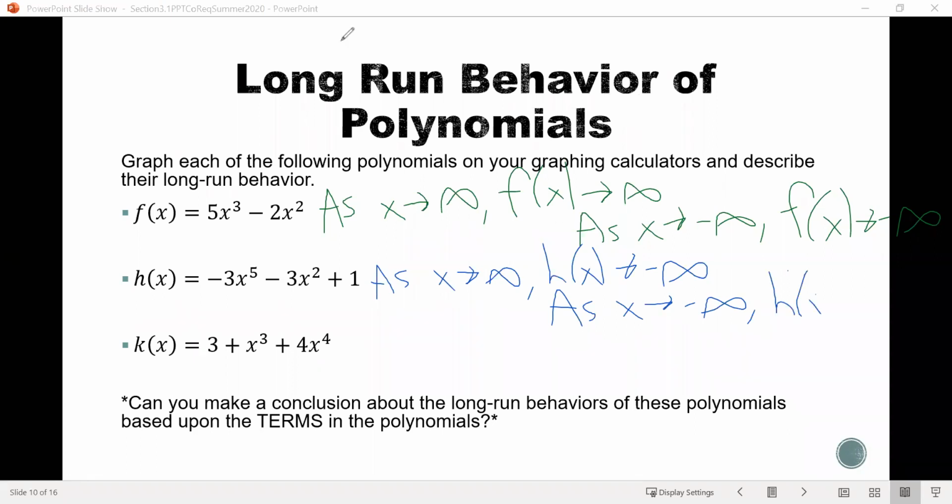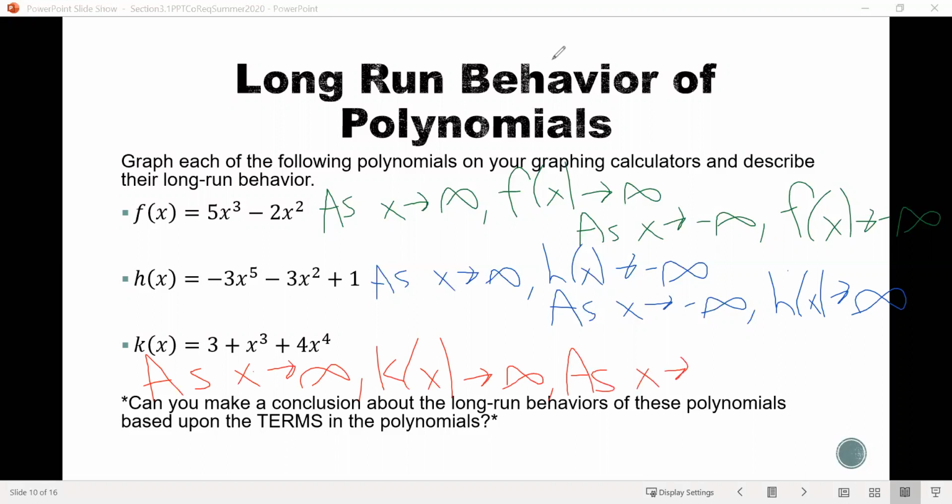We'd have that h of x is going towards positive infinity. And then finally, for this last one, we would have that as x goes towards positive infinity, k of x is going to go towards positive infinity. And then as x goes towards negative infinity, k of x is also going to go towards positive infinity. Okay, so we have these 3 sets of long-run behavior.